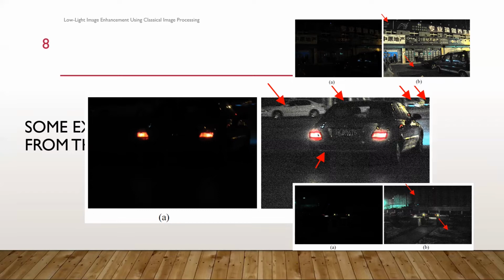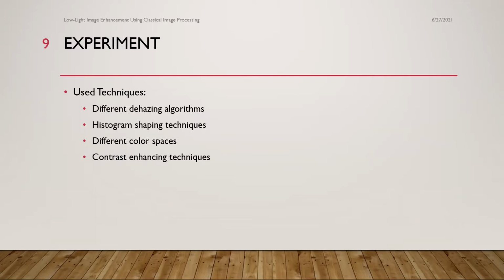From the upper figures, we can conclude that low light enhancement can also be handled as a haze problem, and the proposed method works very well. During the experiment, I used different color spaces, different dehazing algorithms, and different histogram shaping techniques. It was all empirical, and some methods work better than others. They are discussed in the conclusion part. The code will be available with the zip file.